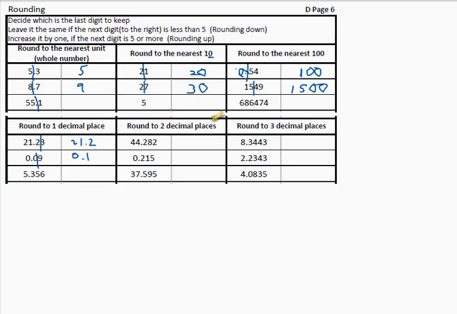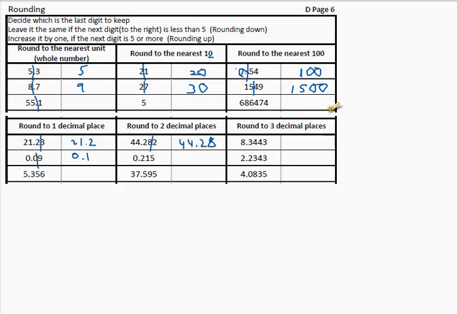When we round to 2 decimal places, we only want to see 2 numbers after the point. In other words, draw your line there. After the line there's a 2, which will keep the 8 the same. So 44.28. You round to 2 decimal places, so you only want to see 2 numbers after the point.